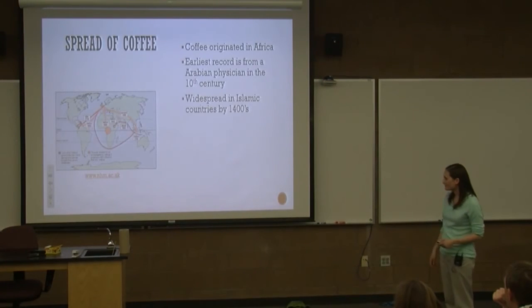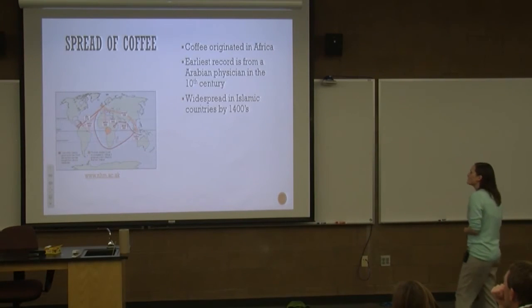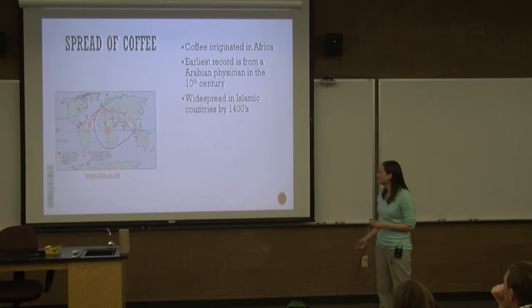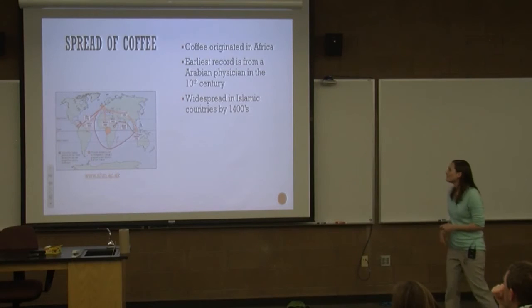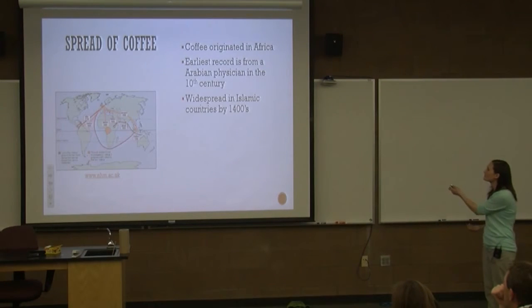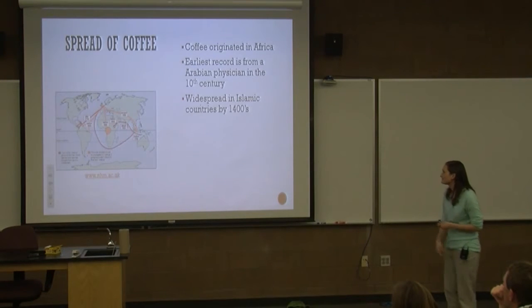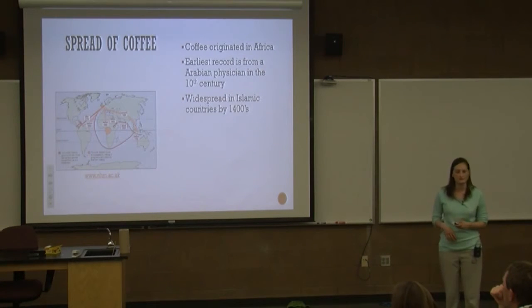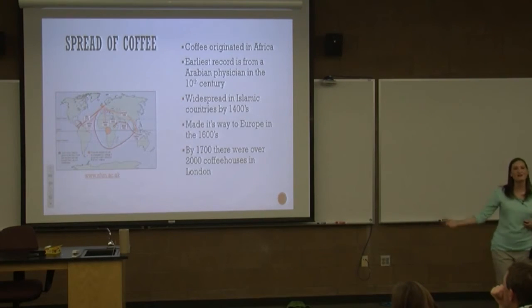Okay, a little bit about coffee. Coffee originated in Africa, and it migrated its way up to the Arabian Peninsula. This area became widespread coffee drinkers, and the earliest record here is from an Arabian physician in the 10th century. These Islamic, Middle Eastern countries were drinking coffee for hundreds of years before it made its way to Europe. It didn't make its way to Europe until the 1600s, and again, about 100 years later, it was widespread. Notice this is about the same time frame as tea, so they really arrived about the same time.